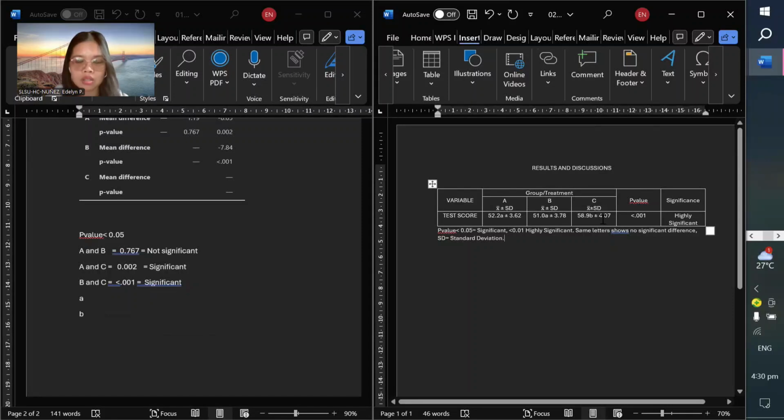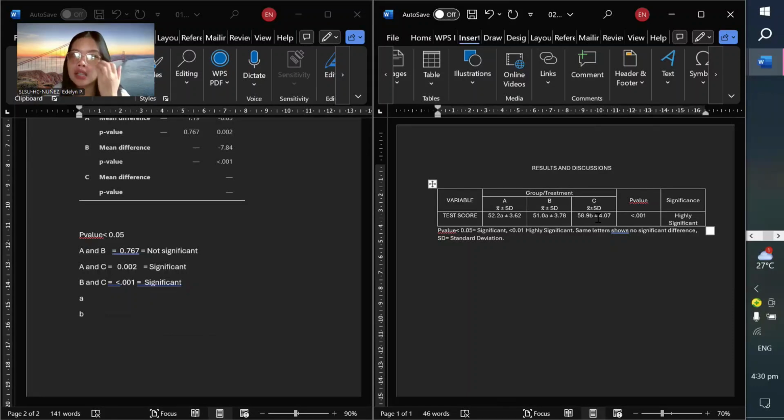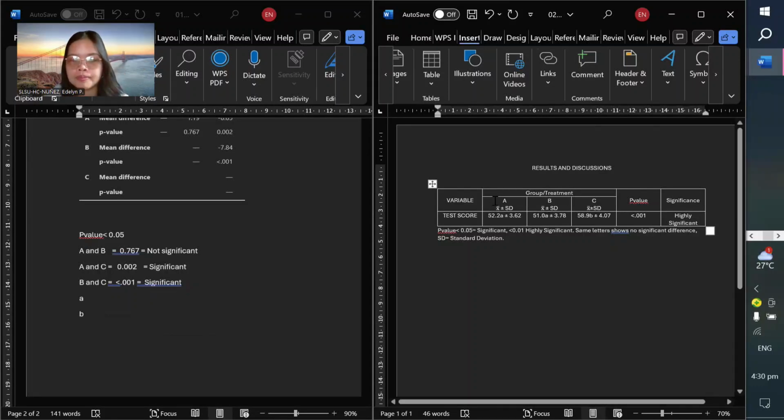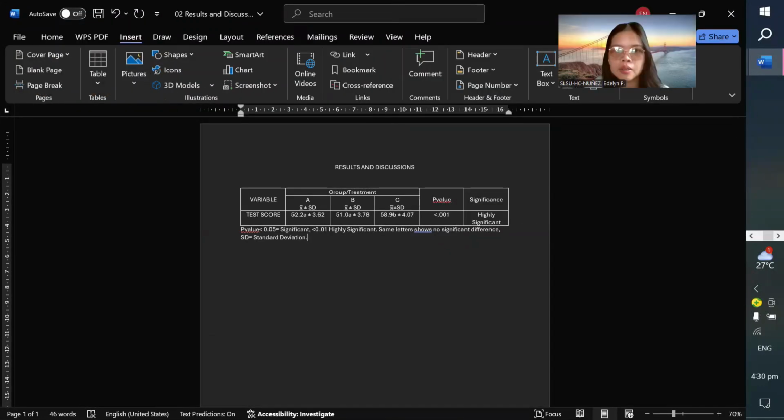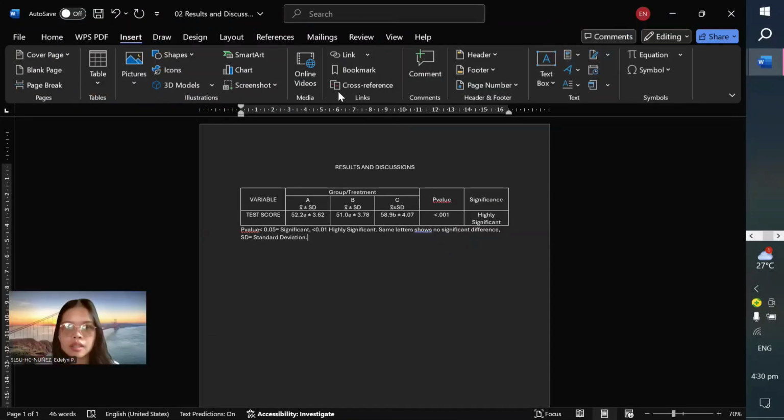Maybe this type of students are really smarter than A and B, if we assume section A, section B, and section C. Here, section C has the highest mean test score, which means that section C is the higher group or has the higher test score. So we will change the design or the table layout.